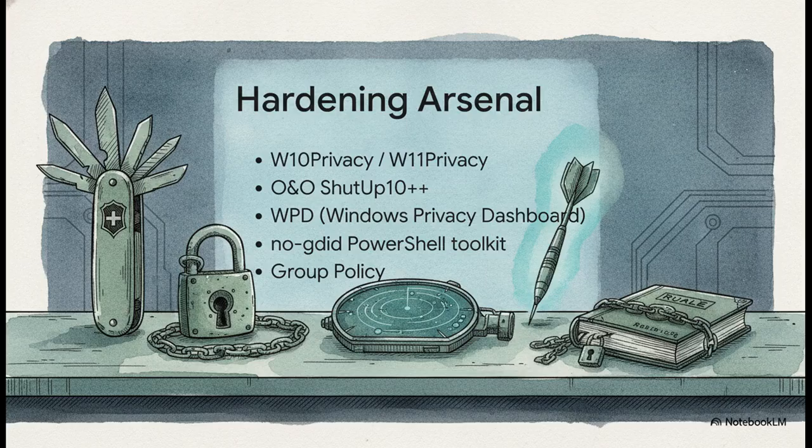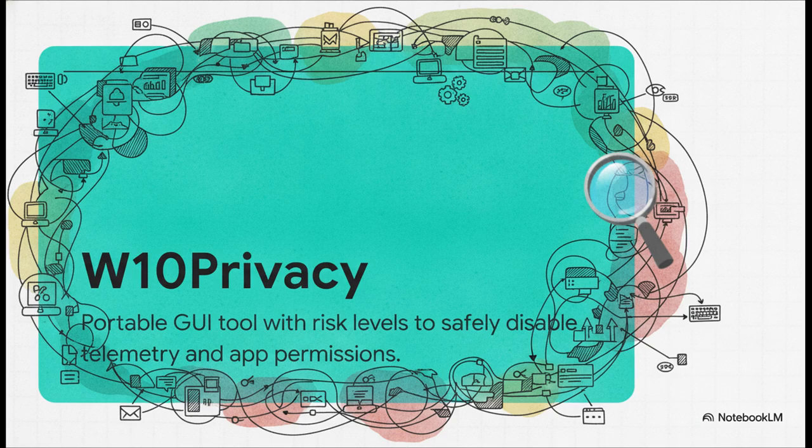We're going to dive into W10 Privacy, O&O Shutup 10++, the Windows Privacy Dashboard, a highly specialized toolkit called No-GFIDI, and Native Group Policy. Let's kick things off with W10 Privacy, and of course, its Windows 11 counterpart.